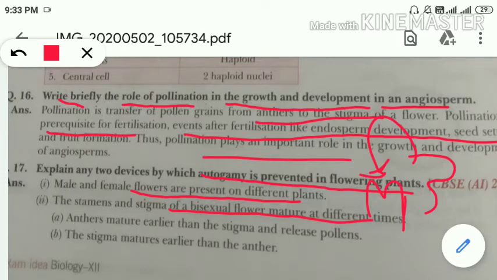If you remember, these are the outbreeding devices we have. That means dichogamy, that means protandry or protogyny conditions. That means which one is maturing first? If both are not maturing synchronized, then we can say autogamy is not possible. That means the anther matures earlier than the stigma and leaches pollen, or the stigma matures earlier than the anther.